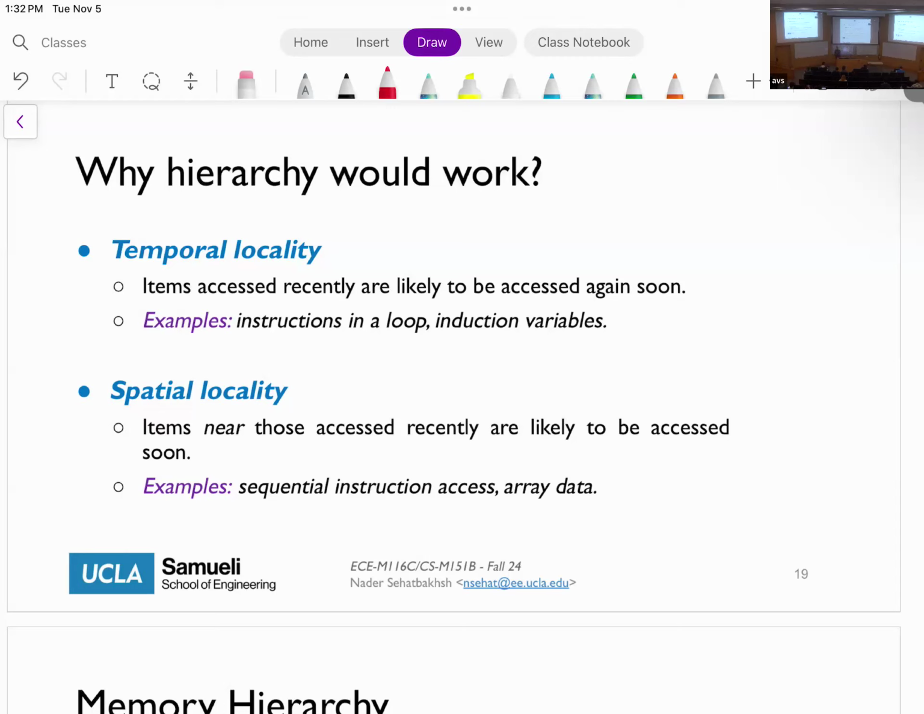And next has different meanings. In data, next means next address. So think about an array. If I use A0, I'm going to use A1 and A2 and A3 and so on and so forth in the future, right? So if I have an array and I'm accessing this, it's very likely that at some point I need to also access A1. And this A1 will probably be in the very near future. Okay? And this is what we call spatial locality. That spatially, things that are closer to each other in memory are going to be accessed together very soon, in a very short period of time.